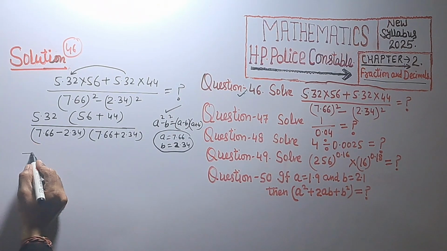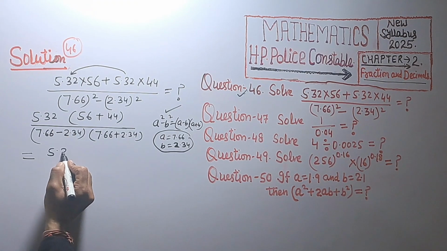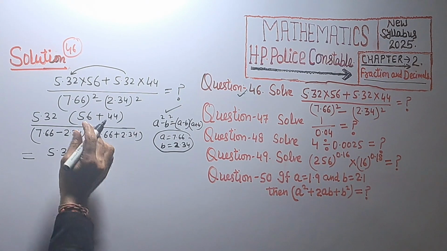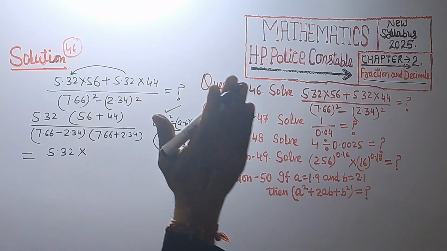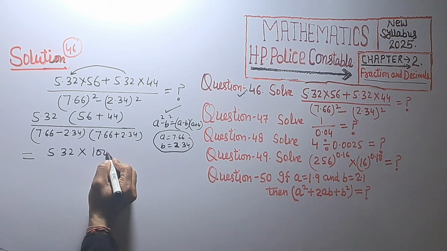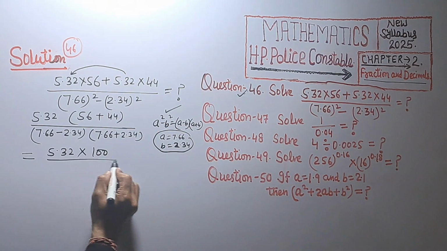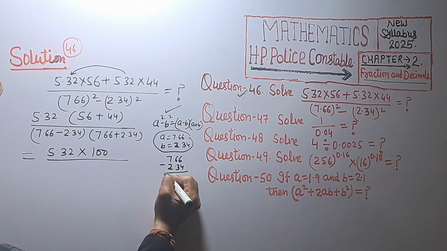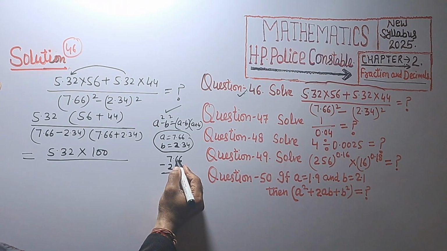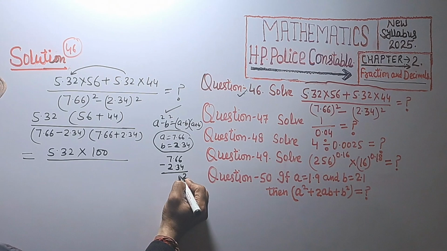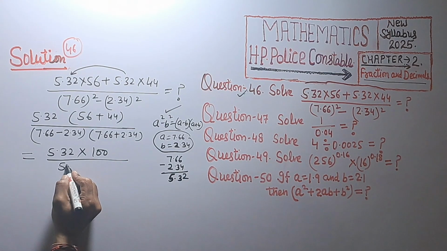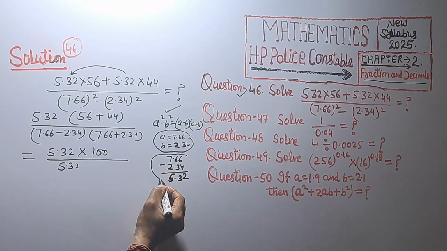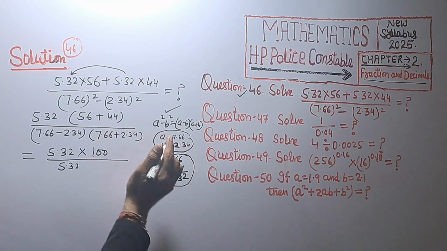Next step, that is equal to 5.32 multiplication, and 56 plus 44 is 100, divided by a minus b. 7.66 minus 2.34: 6 minus 4 equal to 2 and 6 minus 3 is equal to 3, 7 minus 2 is equal to 5. That is 5.32, a minus b equal to 5.32.